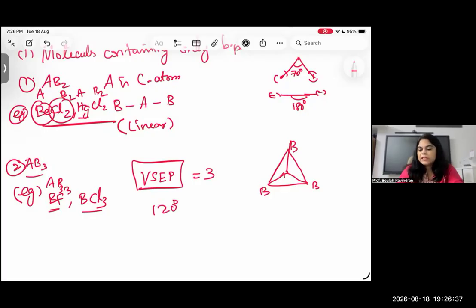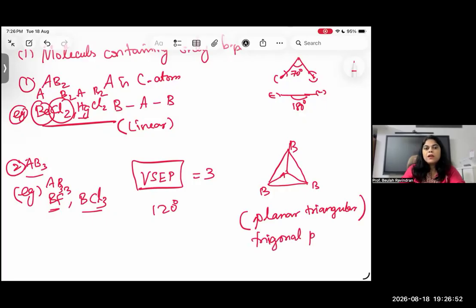Thus the shape of the molecule is known as planar triangular, or trigonal planar. Whatever it might be, you can write trigonal planar. Okay. And this bond angle you have to keep in mind. So it is bond angle 120 degree. Okay. Then AB4 type. Next.